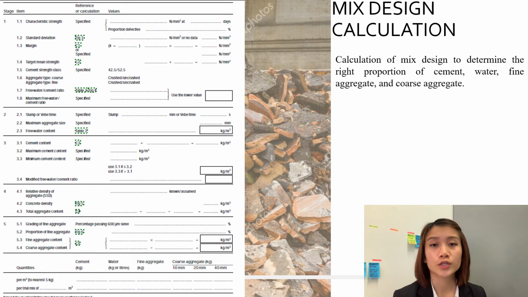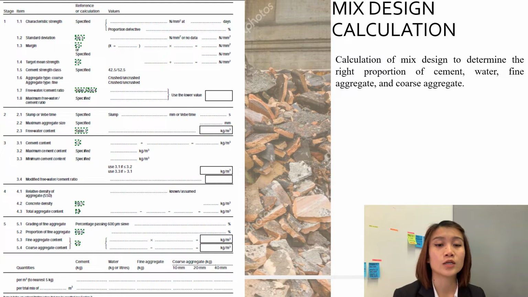To produce new green concrete that is based on roof tile waste, calculation is needed to know the proportions of each ingredient that is included in the concrete. So basically here is the form that is prepared by the British standard to fill in to calculate each of the ingredients that is needed for the concrete or for the mix.